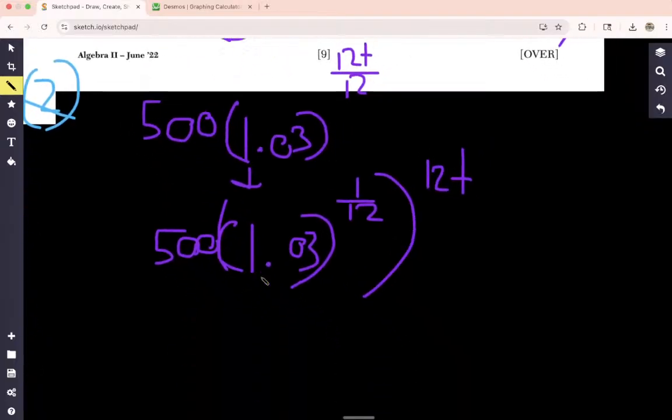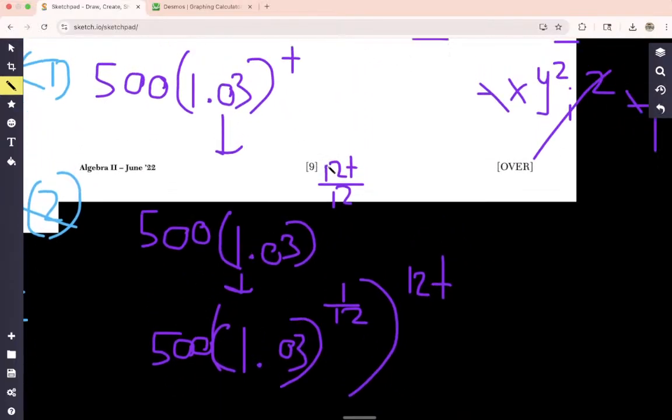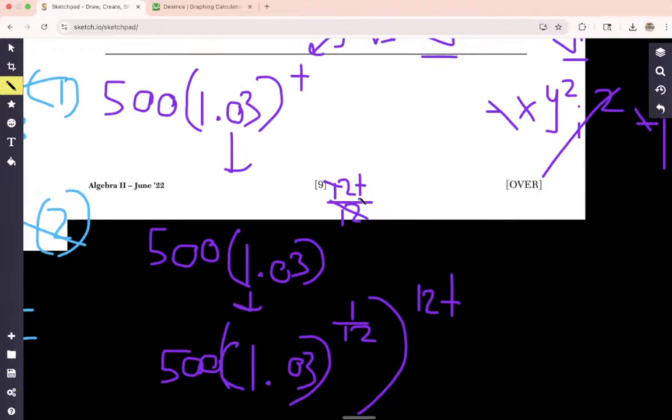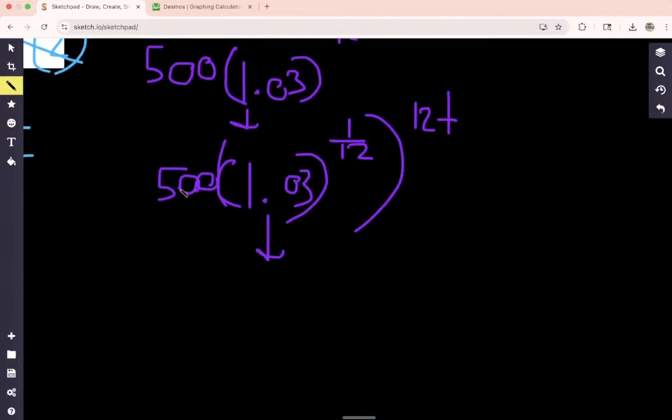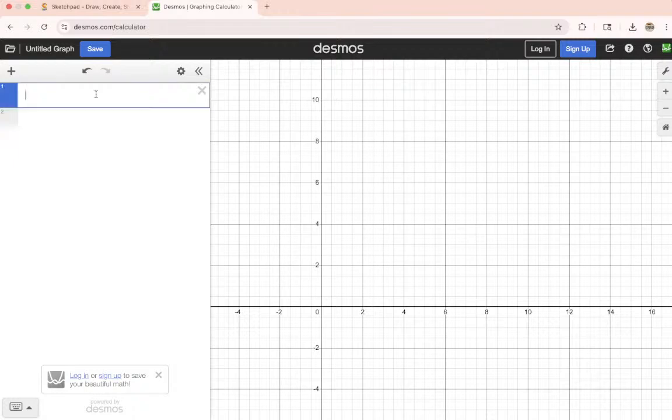So in this case, we're going to have 500 times 1.03 to the t power. And then after that, you're going to have 500 times 1.03 to the 12t over 12 power, because the 12s just cancel out. So this is the same thing as what we had before. And then now you're going to have 500 times 1.03 to the 1/12 power, and then this is going to be to the 12t power. So if you have 1.03 to the 1/12 power, this is going to be 1.002.